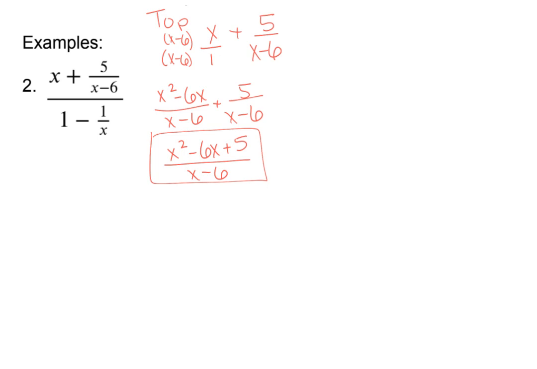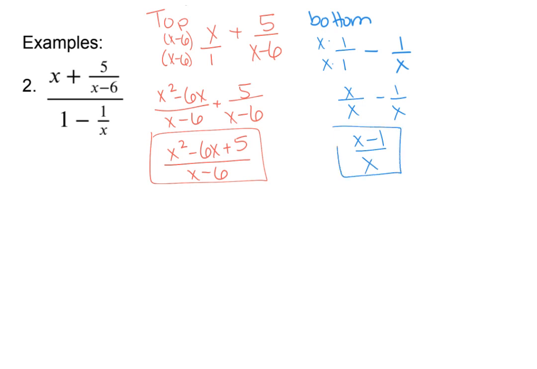Let's now take a minute and work on the bottom. It is 1 minus 1 over x. Now, technically, if it makes you feel better, we could rewrite this 1 as 1 over 1. Same thing. And we've got to get a common denominator. So this one's not too bad. He just needs an x. So x over x, which is 1, which is why that works, minus that. So we're going to have x minus 1 over x for the bottom.